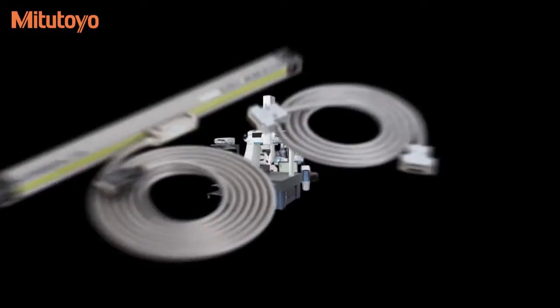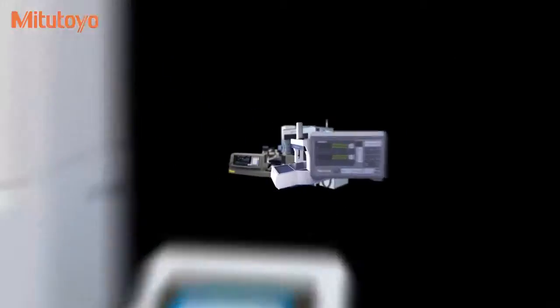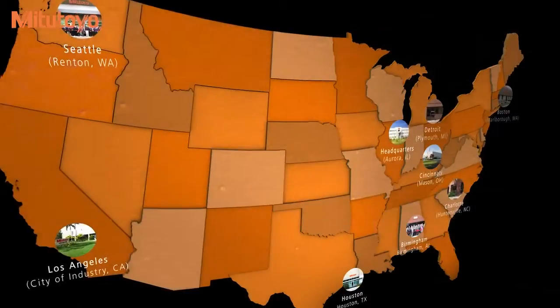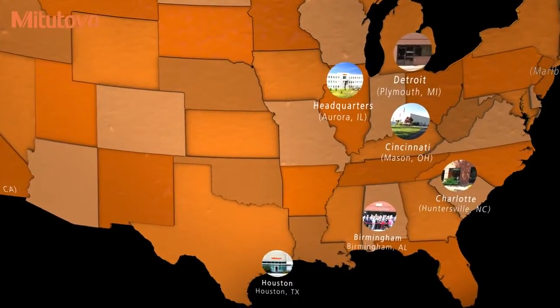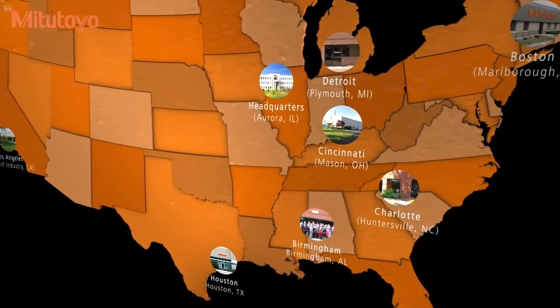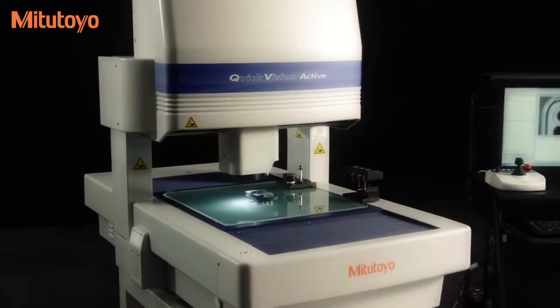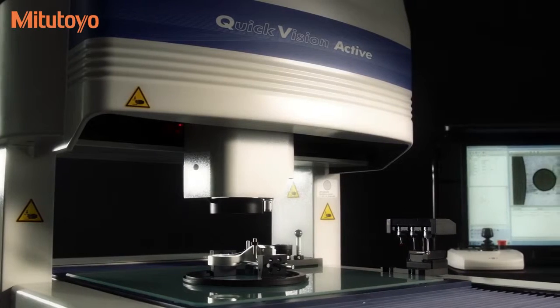Mitutoyo has been bringing innovative metrology products to market for more than 80 years. As the global leader in metrology, Mitutoyo strives to increase the quality, accuracy, and performance of its products to meet the world's measurement challenges. Mitutoyo introduces another product to accomplish that goal, the Quick Vision Active.